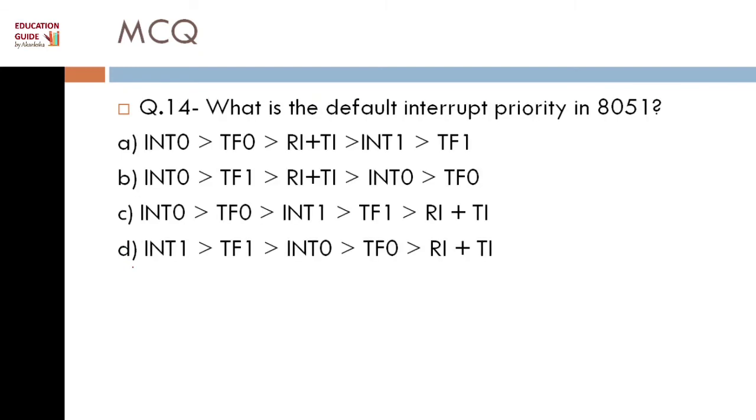Next MCQ is: what is the default interrupt priority in 8051? Options are as shown. So answer will be option C. From highest to lowest priority in the 8051 microcontroller: external interrupt 0, INT0; timer interrupt 0, TF0; external interrupt 1, INT1; timer interrupt 1, TF1; serial communication RI plus TI.